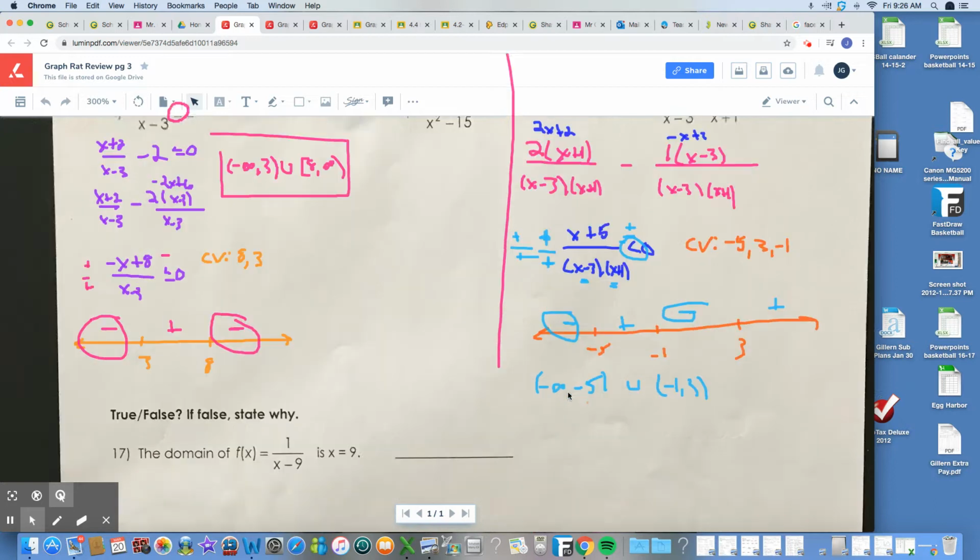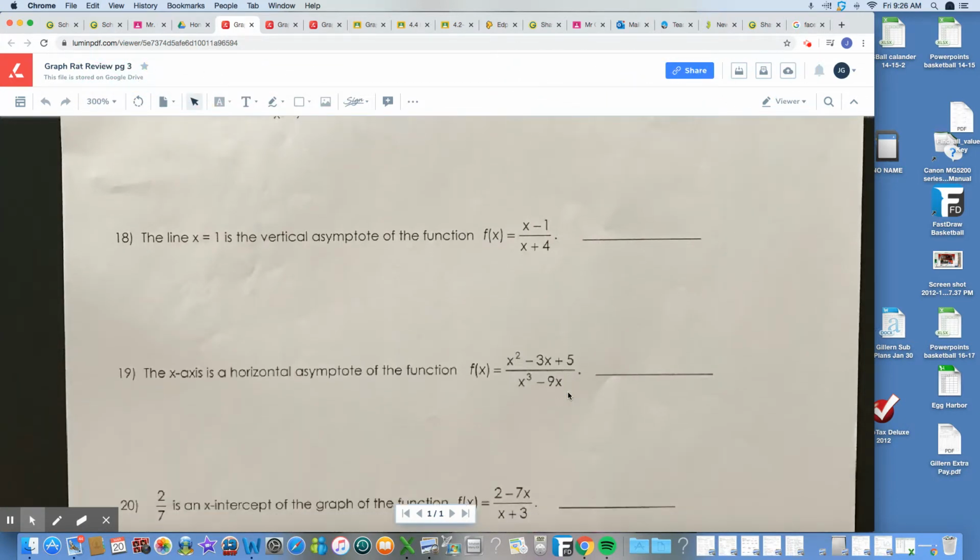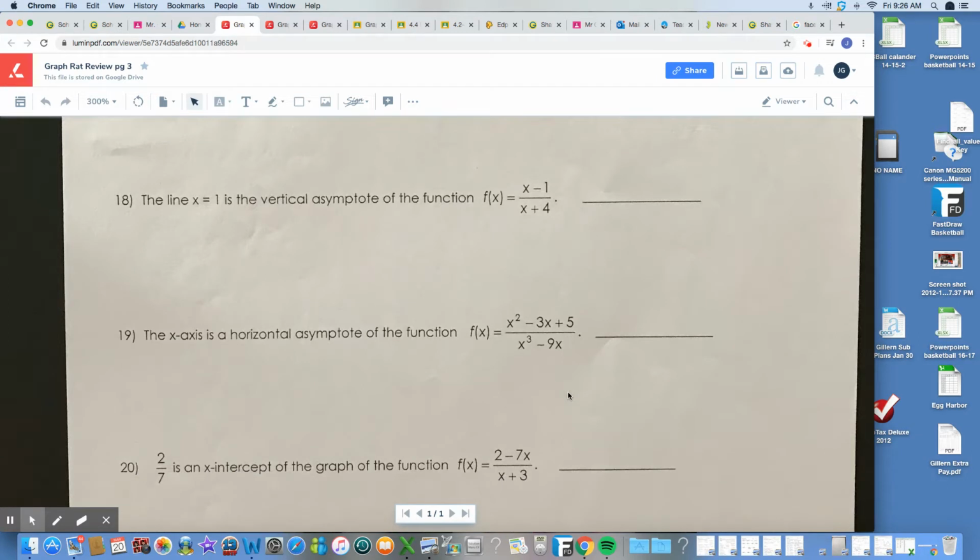The last thing to finish up will be the true and false. Number 18: the line x equals 1 is the vertical asymptote of the function f of x equals 1 over x plus 4. This is, I hope, an easy one. The vertical asymptote comes from the bottom, which is negative 4, so this is false. And if it said to state why, you could just write that it should be x equals negative 4. That's what the vertical asymptote should be.